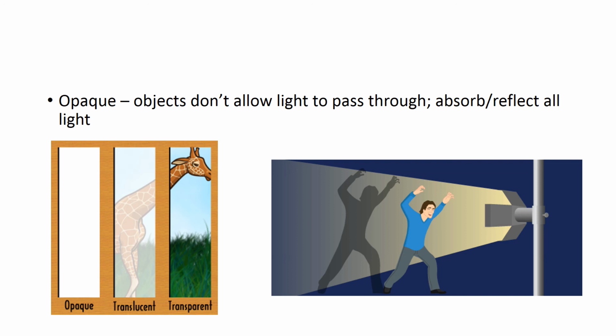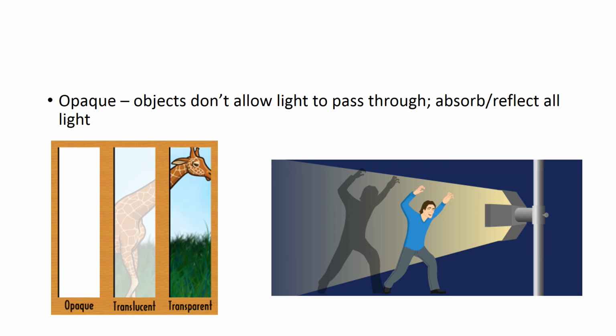In the transparent panel, we can see everything about the giraffe, the grass behind him, all of that is very clear. In the center panel, it's translucent. So we can see some details. We know that it's still a giraffe, but we can't see every single detail like we can in the first panel where it's transparent. And in that last panel, it's opaque. We can't see the giraffe anymore, but we know that the rest of him is behind that opaque panel.